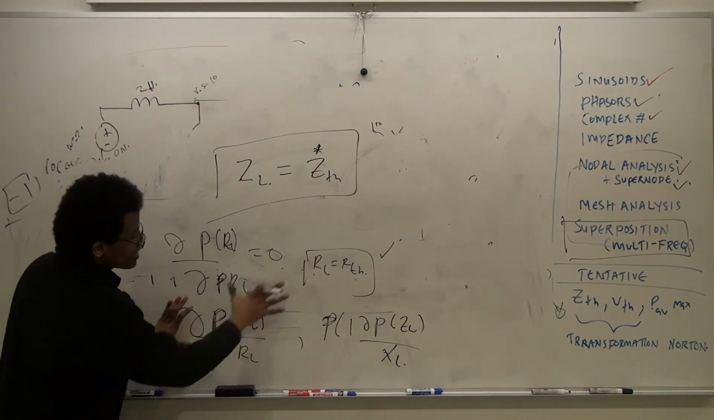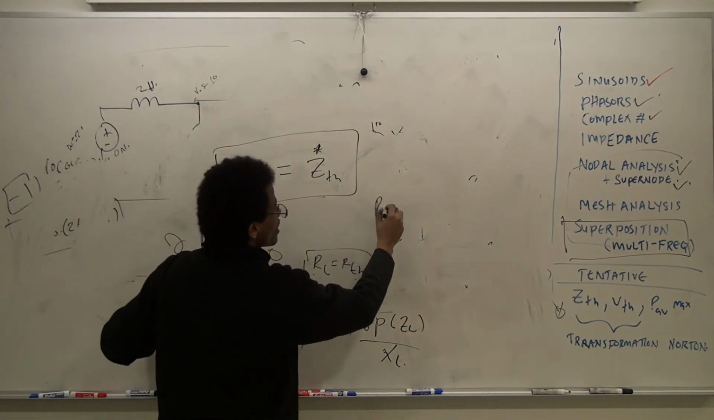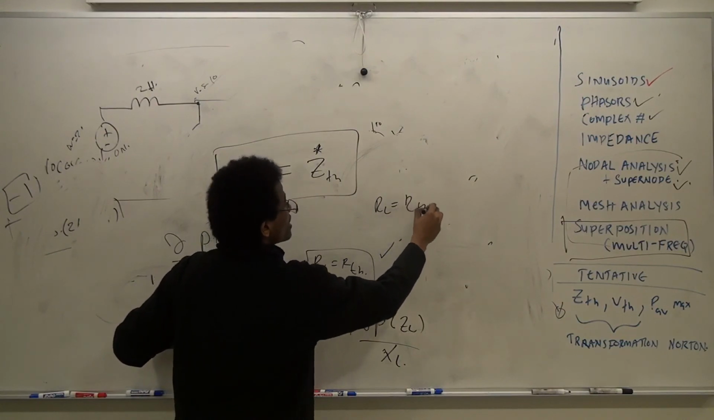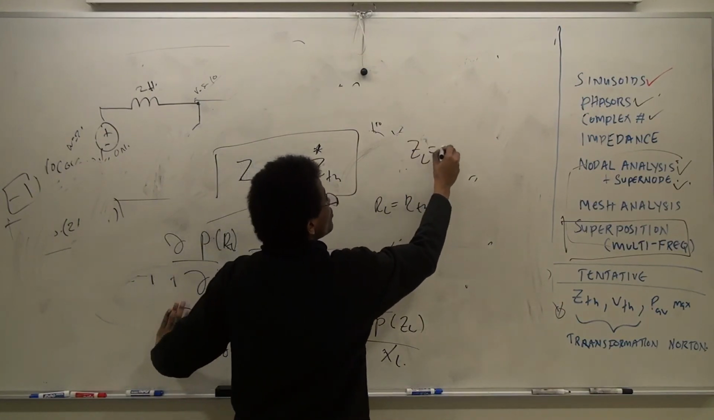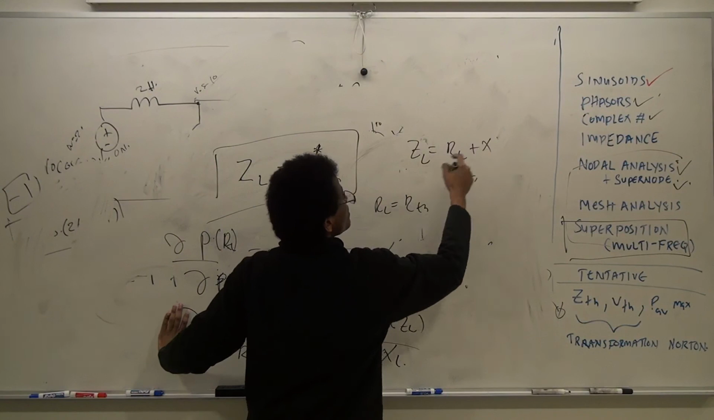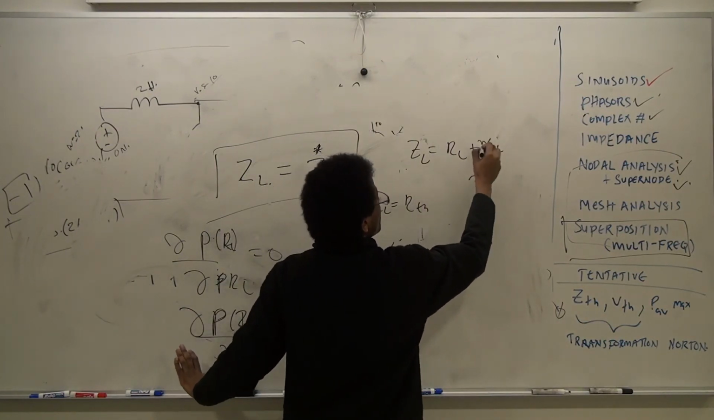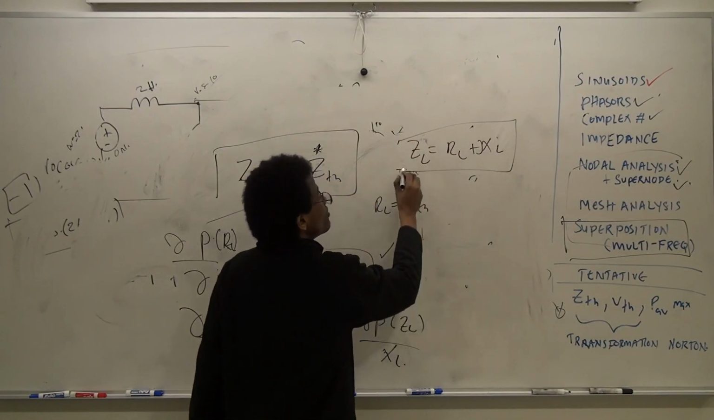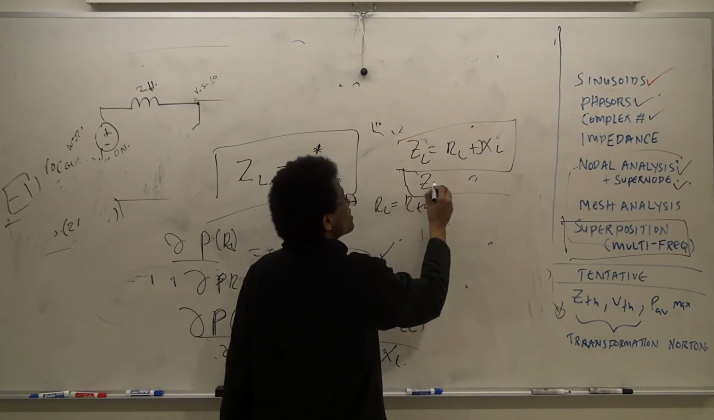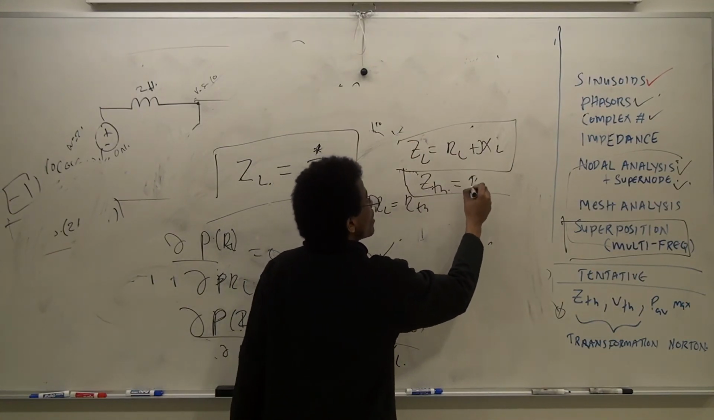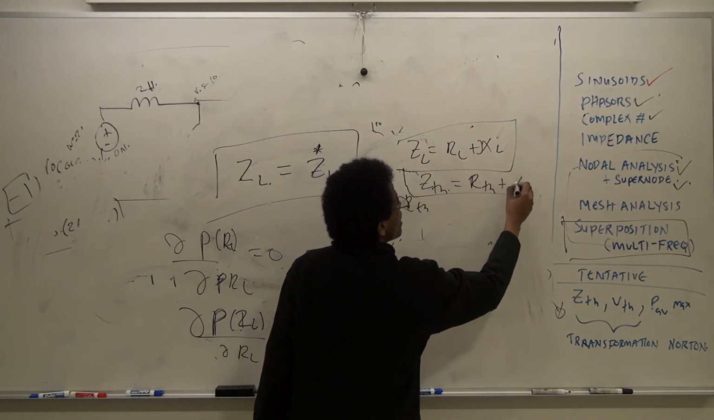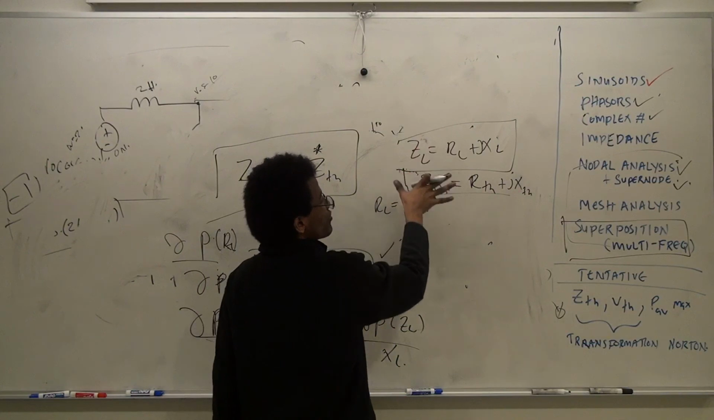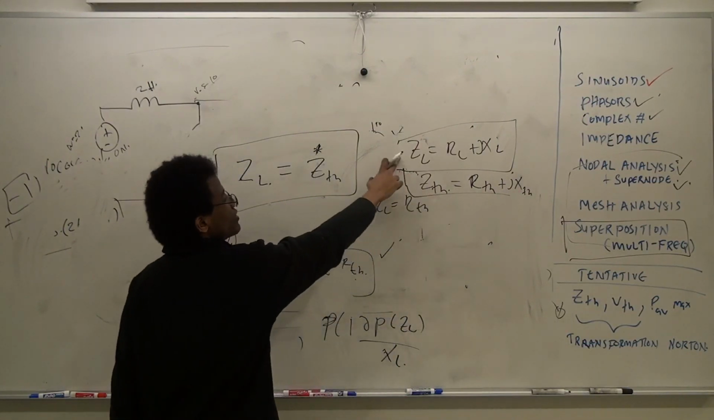When we do this, coincidentally, I mean it's obvious, we get the same thing: RL is equal to R Thevenin. Right? Let's say we've got ZL equal to RL plus XL j. This is the impedance of the load. The impedance of Thevenin is written as Z Thevenin equal to R Thevenin plus X Thevenin j. This is just the way of writing the impedances of the Thevenin and of the load.